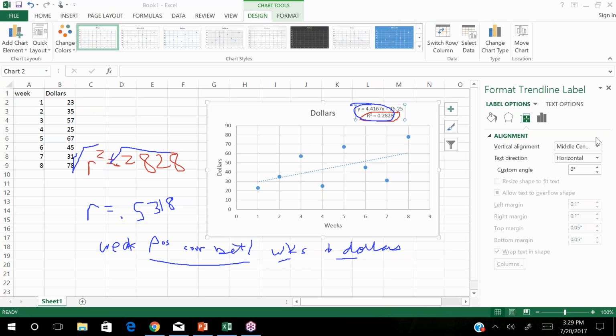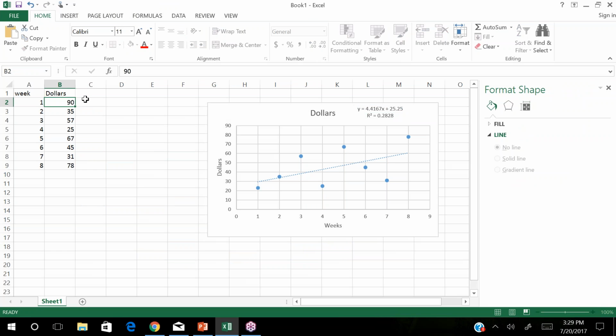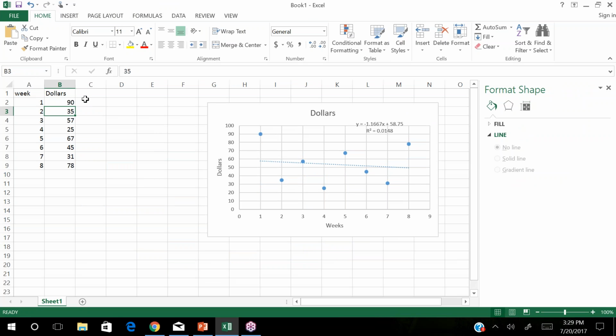All right. Okay, I want to change some values in here because I want to talk about a -1. So you can kind of see things will change as I change numbers here.